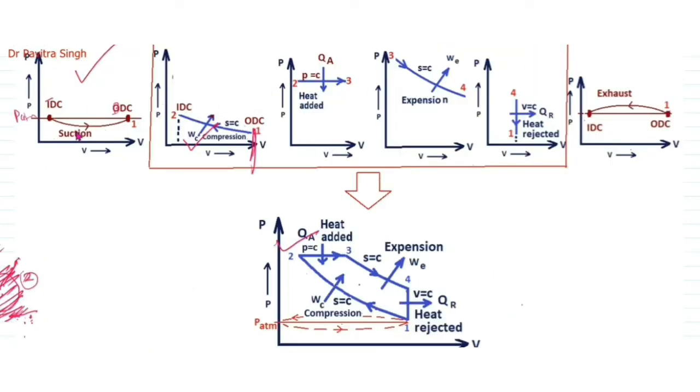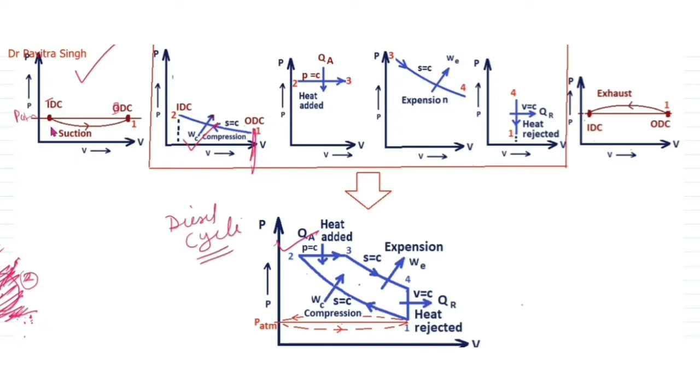So in this figure you can see there are separate processes: suction stroke, compression stroke, heat addition, expansion stroke or power stroke, heat rejection, and exhaust. Now we will assemble these six processes. In this figure you can see a PV diagram for all these processes. So this will form a cycle. This cycle is called the diesel cycle.